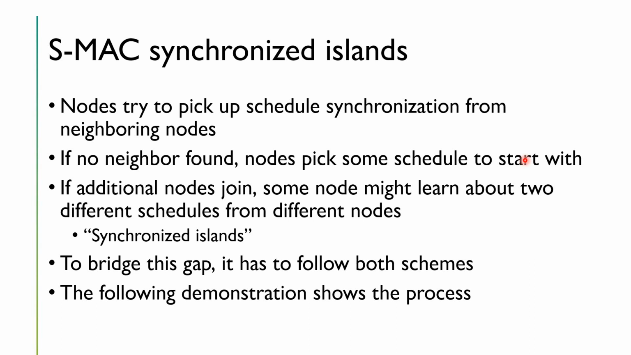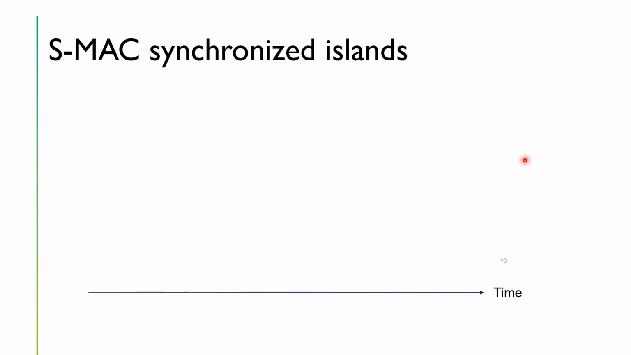So the following demonstration shows the process. Okay, so let's see. At first, let's say one station A has suddenly woken up, and as I've already said, if there is no other station nearby, then it will randomly select its own schedule. Okay, so as there is no station nearby, it will select its own time period. So as you can see, these are the wake up times, the active periods of station A, and the other times it will be sleeping.